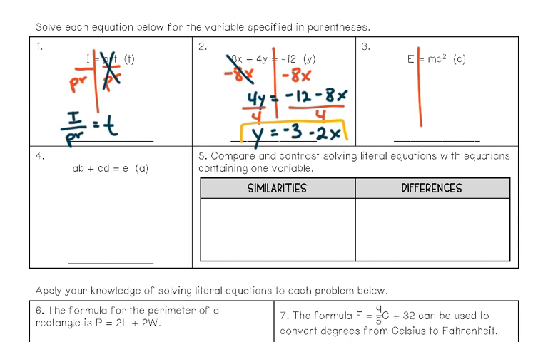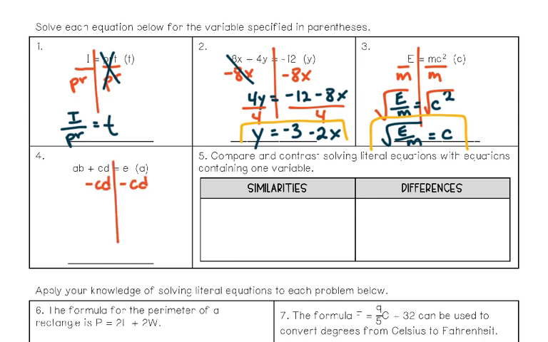All right, for number 3, we are getting c isolated, so we need to get rid of that times m. We do that by dividing by m, and if we do it to one side, we have to do it to the other. Then you have to get rid of that squared. The way to get rid of squared is to take the square root, and if you do it to one side, you have to do it to the other. The square root of e divided by m equals c. Go ahead and try number 4 all by yourself and press play when you're ready to check.